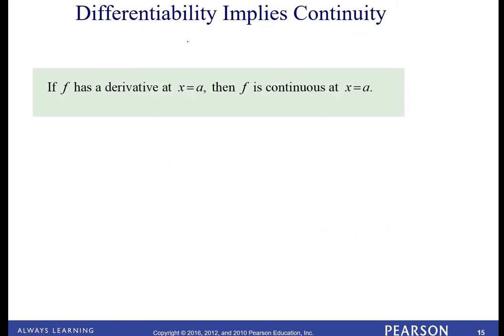So differentiability also implies continuity. This is important. If f has a derivative at x equals a, then f is continuous. We cannot have a derivative, we talked about that before, when something has a jump in it.